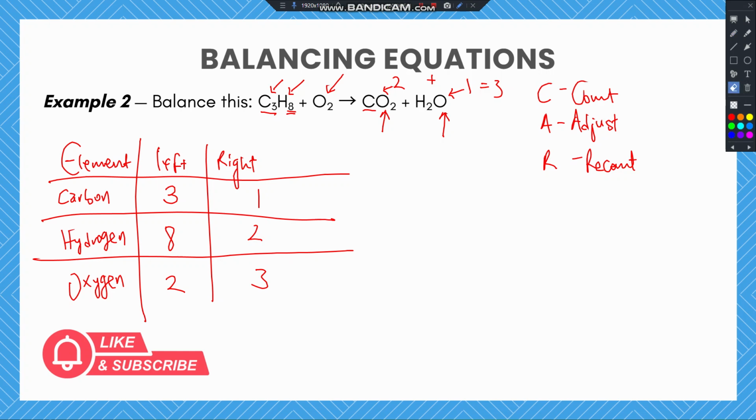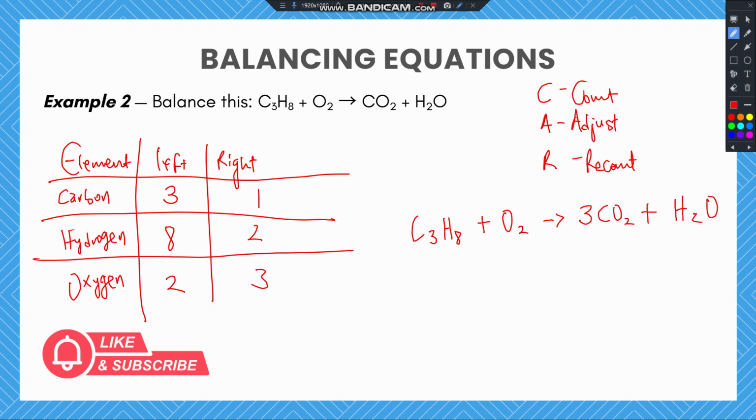Well, the first thing to do would be to remember that I said that we leave oxygen and hydrogen for later. So that means we begin with carbon. So to balance carbon, I just simply introduce a coefficient of 3 to the right hand side. So the equation now becomes C₃H₈ plus O₂, then we have 3CO₂ plus H₂O. That way, carbon is now balanced. It moves from 1 to become 3. 3 on both sides. Now I have balanced carbon.